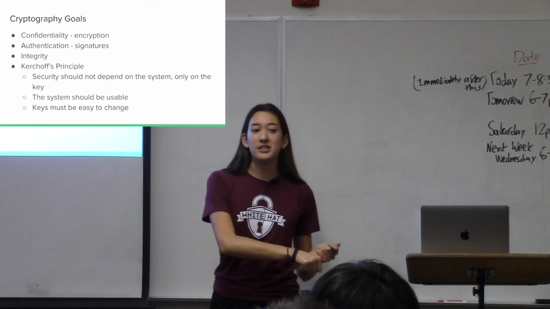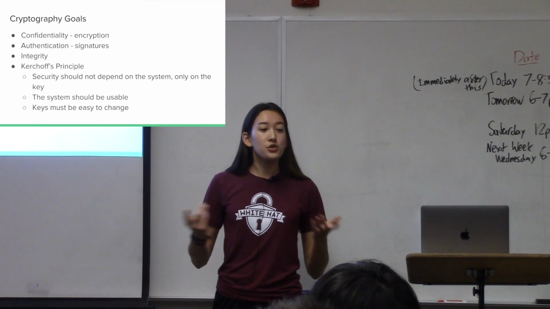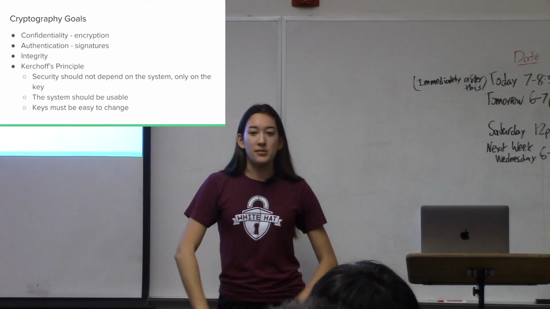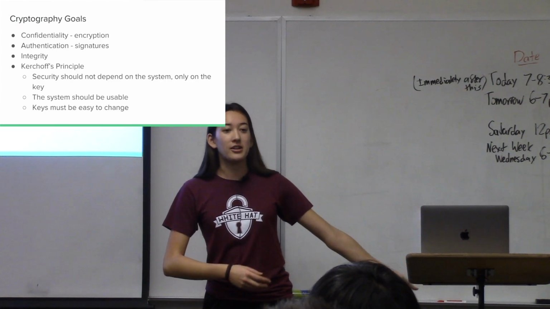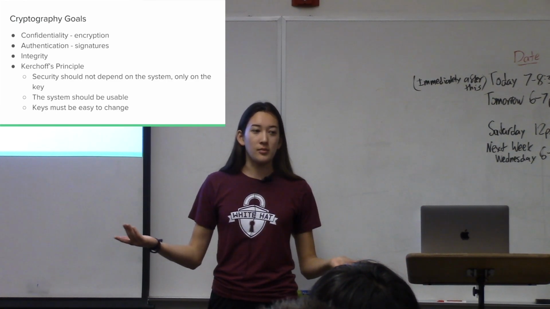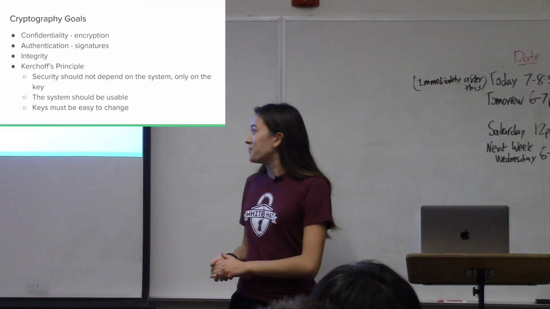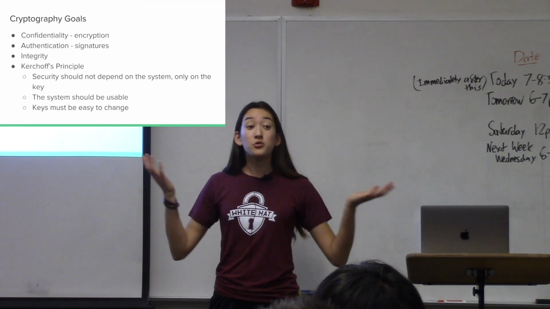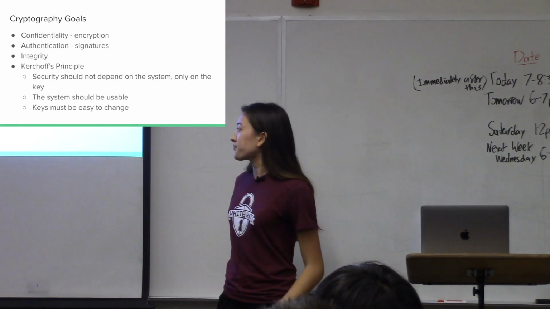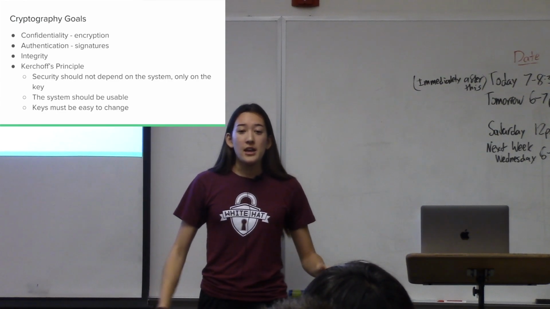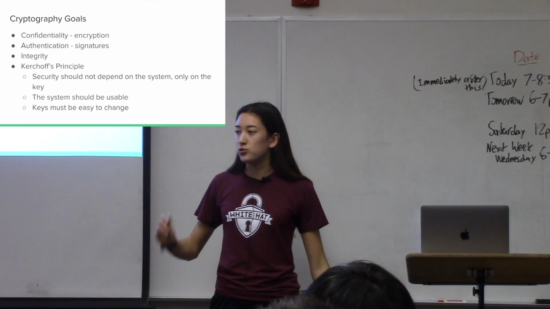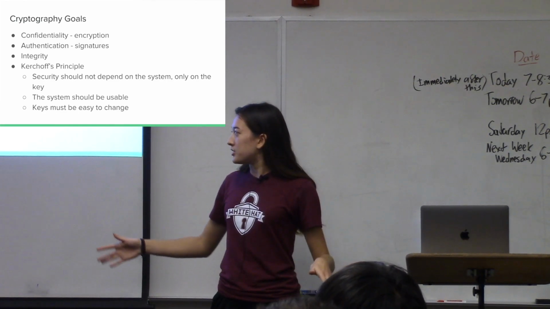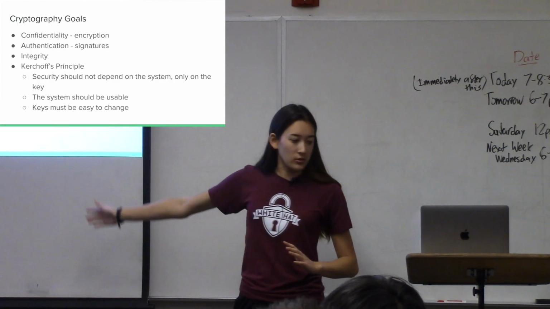The system should be usable. This is a big issue with security, the trade-off between usability and security. Usually the more secure something is, the less usable it is, because it makes it harder to do, which also makes it harder for adversaries to try to crack it, but then that also makes it harder for normal users to use it. So cryptography should be usable. There's a few examples I have in here of when cryptography is great and awesome, but isn't usable. Keys must be easy to change. If some adversary finds your key, you should be able to just go in, change the key, and re-encrypt your system. This should be really easy to do, which is one of the main goals.